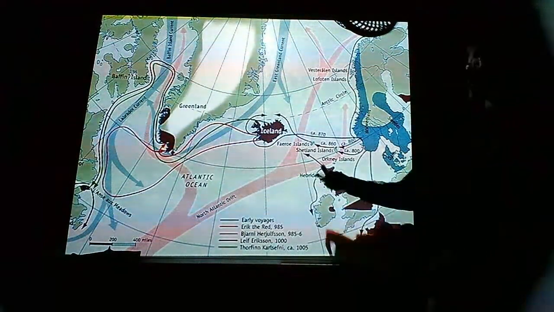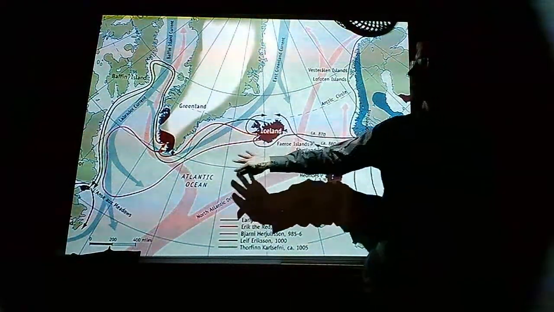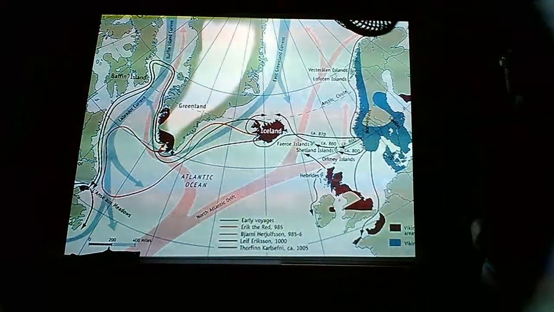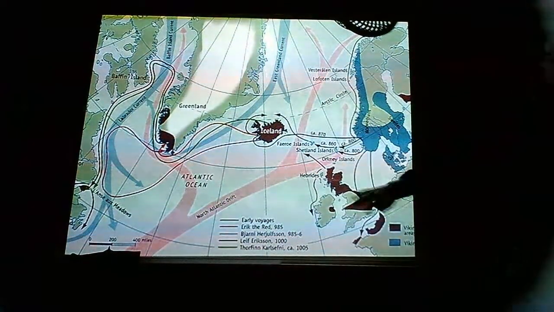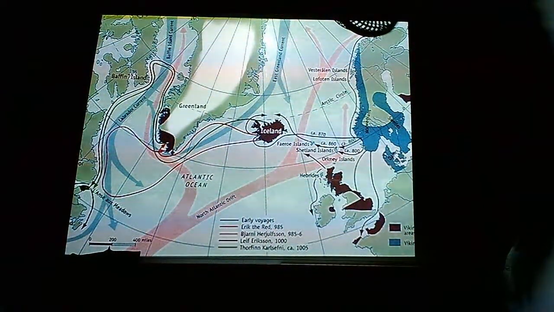There's evidence of them being big farmers in these locations. That's not the sort of thing you can do now. But you could do it 1,000 years ago because the Earth overall was much warmer back then.